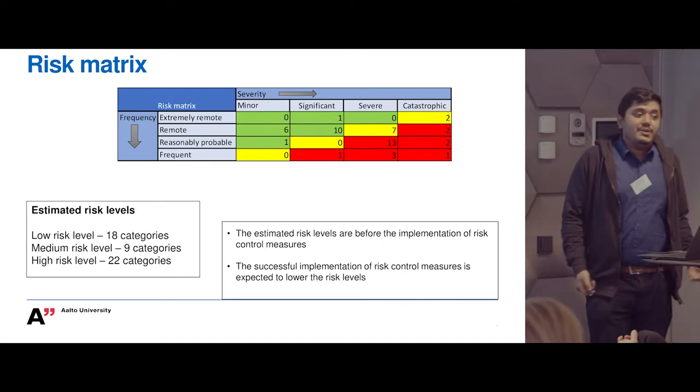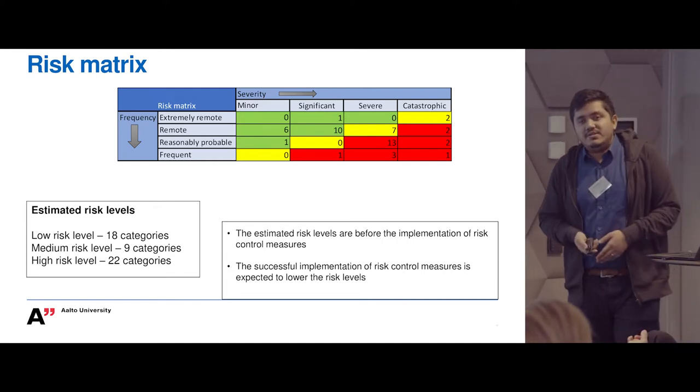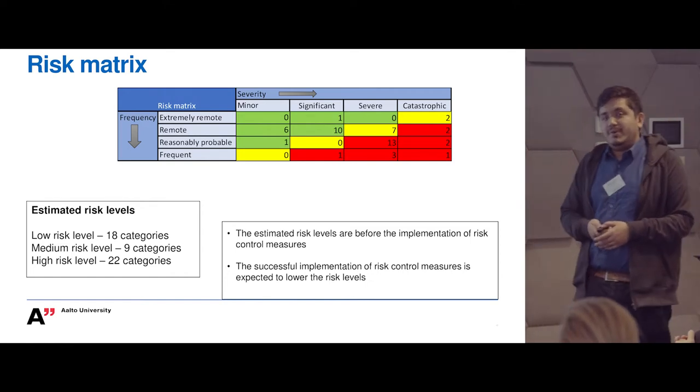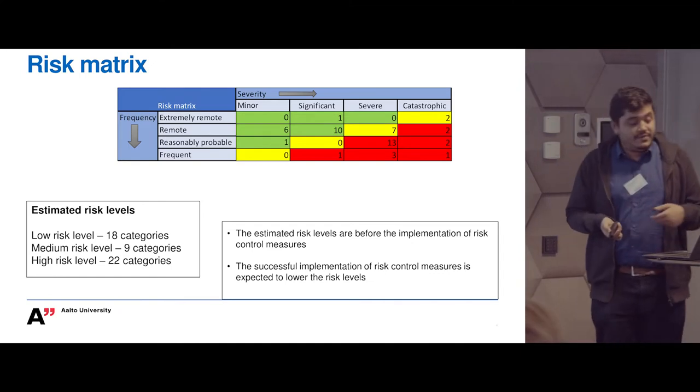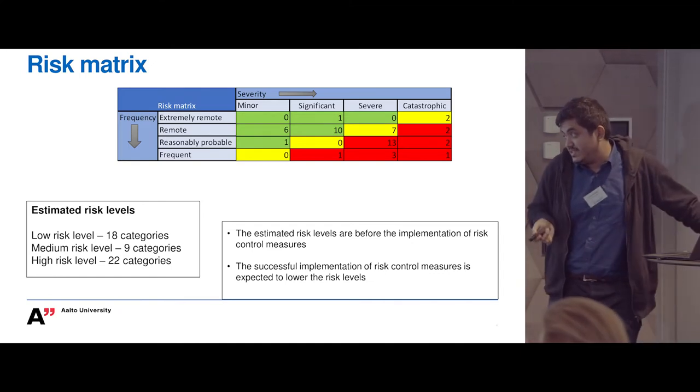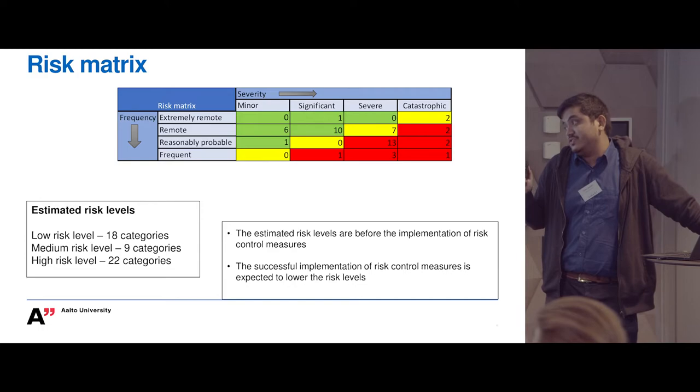These risk levels were estimated before implementing the risk control measures. So before implementing the safety barriers, these are the risk levels. And of course, after we implement the risk control measures, they are expected to go down, which we will see in the future.